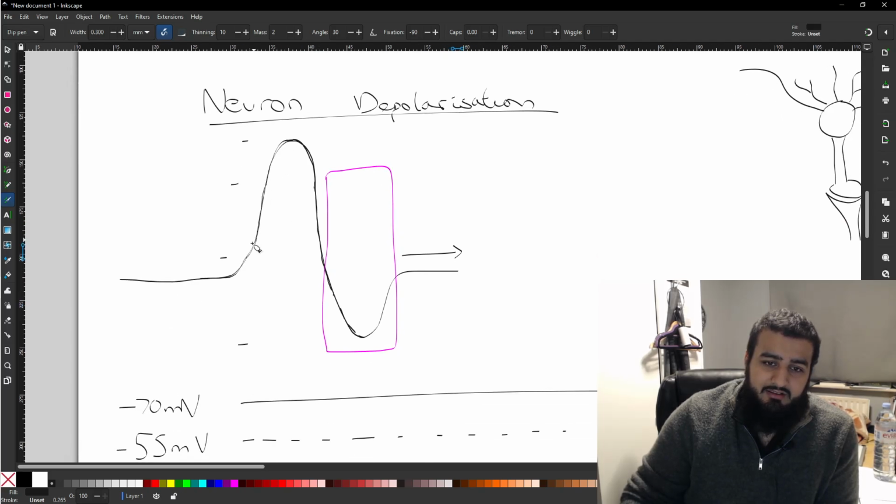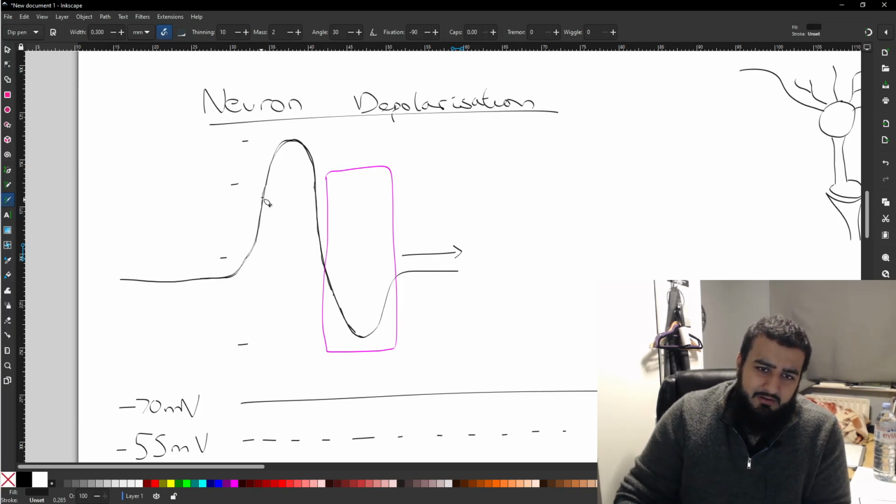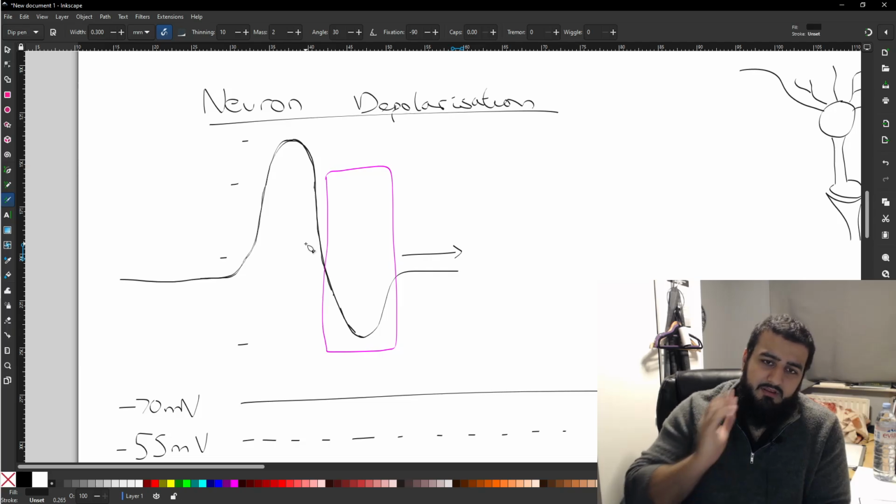It's because at this point there are no more Na plus ion channels to open, there's no more K plus channels to open. Everything is currently rushing in, and by physics you can't make it rush in any faster. So in this entire period, which is called the absolute refractory period, we cannot experience another action potential at all, no matter what you do.